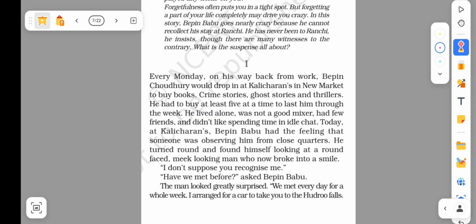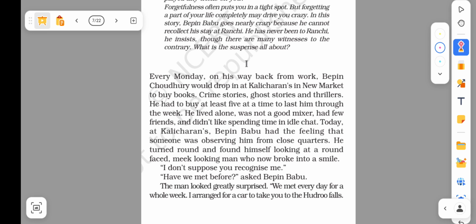He had to buy at least five at a time to last him through the week. So we can understand that he was a nerd. Okay, he used to like to read books too much. Okay, he was a reader. Means his hobby was actually to read books. Many of us actually write this thing, that my hobby is to read books.